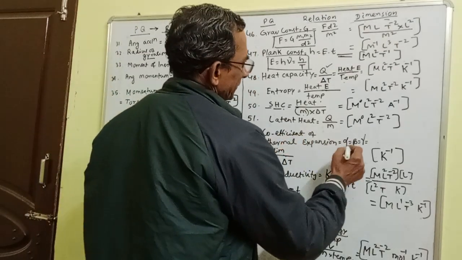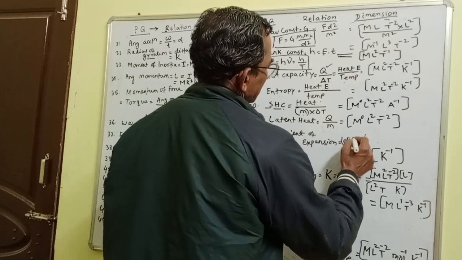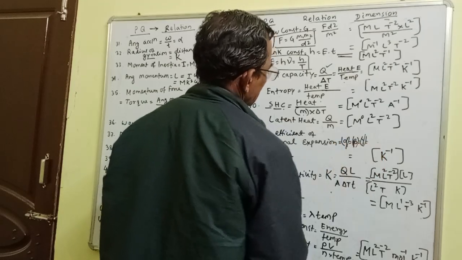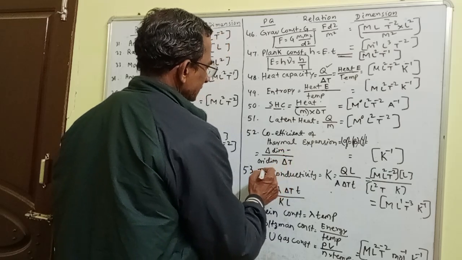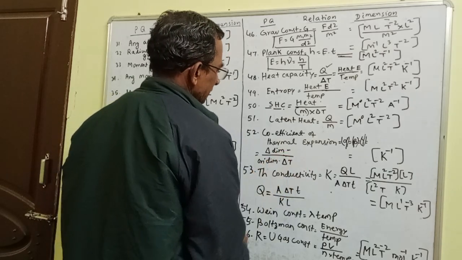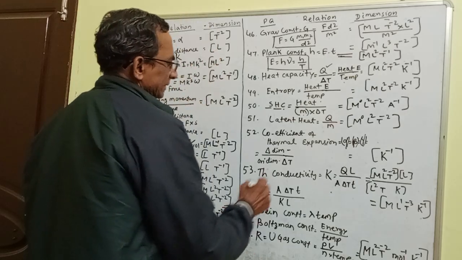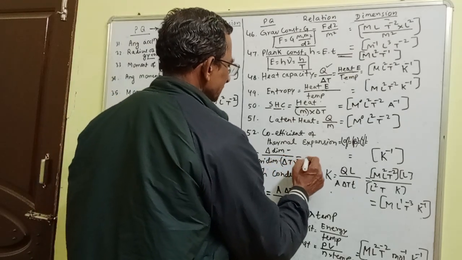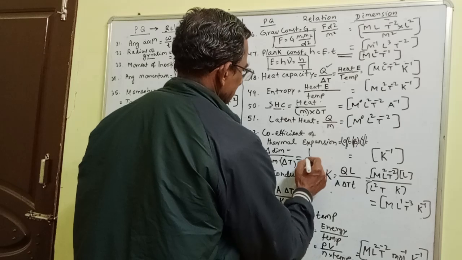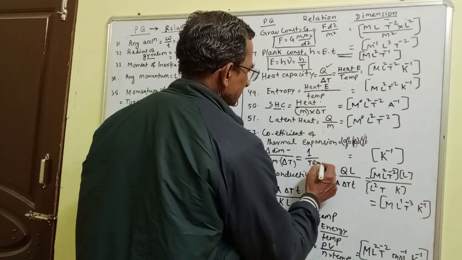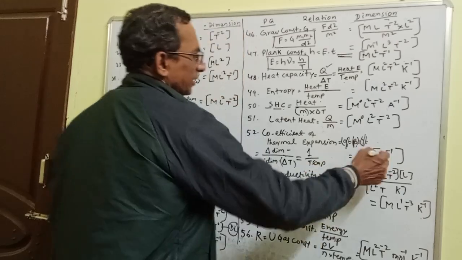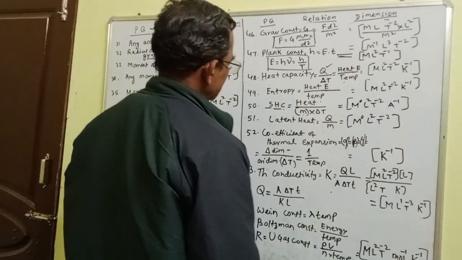Coefficient of thermal expansion, linear, area or volume, is change in dimension by original dimension into delta T. That means it becomes 1 by temperature, or K to the power minus 1. This is the dimension.